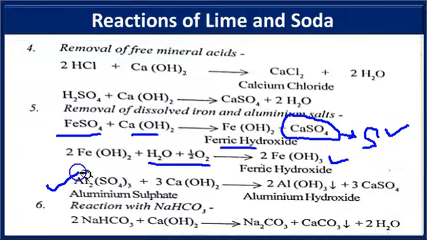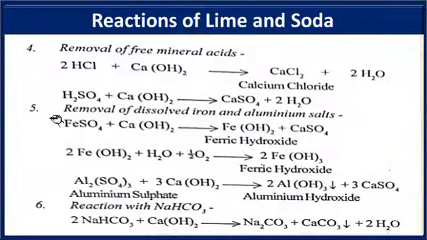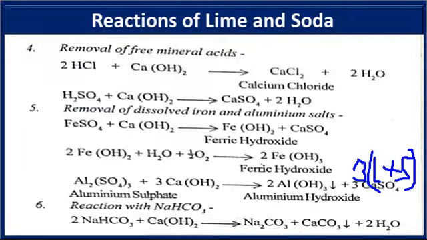If aluminium sulfate is present, it requires 3 moles of lime for the precipitation of aluminium sulfate as aluminium hydroxide and also generates 3 moles of permanent calcium hardness. So we can say that 1 mole of aluminium sulfate requires 3 moles of lime and 3 moles of soda for its complete removal. So 3L plus S is required for its complete removal.